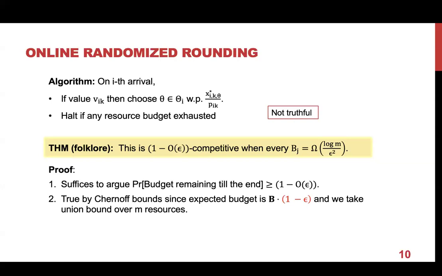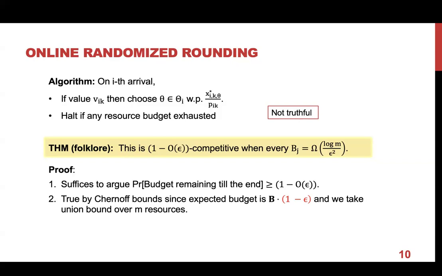And simply by Chernoff bounds, because in expectation you are consuming only B times 1 minus epsilon amount, you have this epsilon B slack. If you set epsilon to be roughly 1 over square root B or something, then you can absorb the standard deviation. So simply by Chernoff bound, but you get a log m because you have to take a union bound, and you can show that in the worst case this bound is pretty much tight. You cannot hope to do anything better. Good.